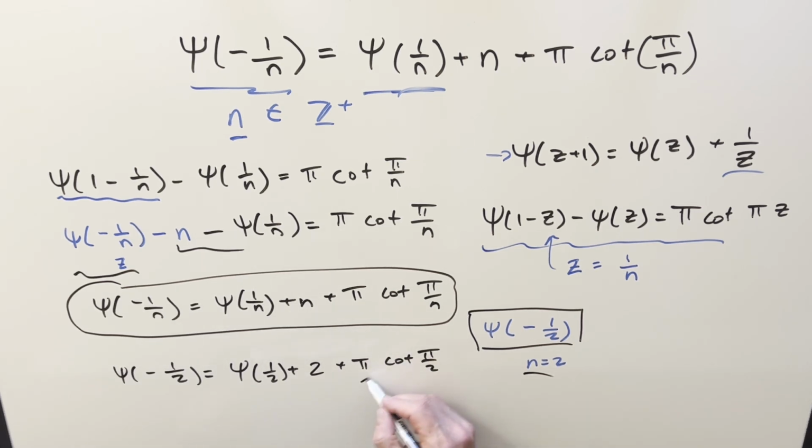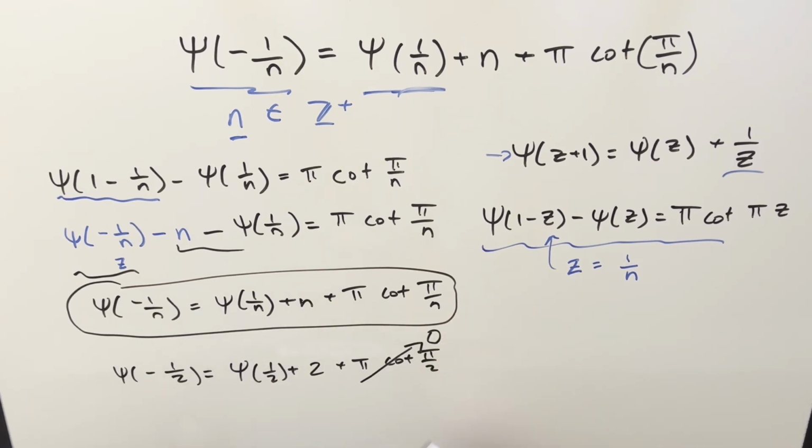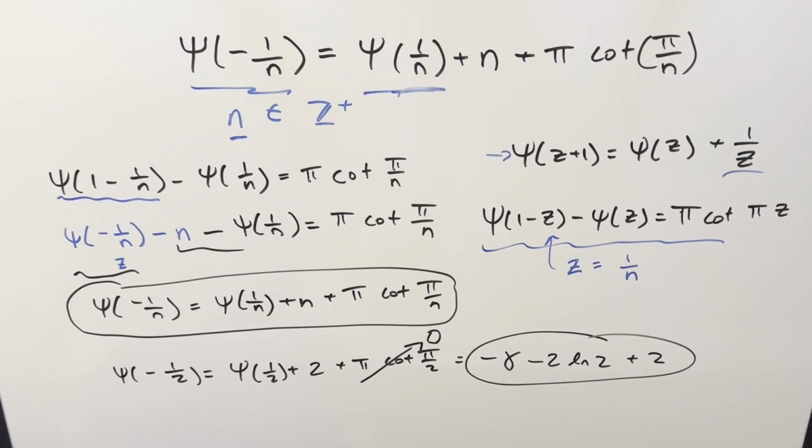Well, that's pretty nice because this part right here is actually 0. Digamma 1/2, just memorizing this value that we've done before in a previous video, is going to be minus Euler-Mascheroni constant minus 2 ln 2 plus 2, and that's it. Okay, so there you go, just a quick shortcut method for calculating negative values.